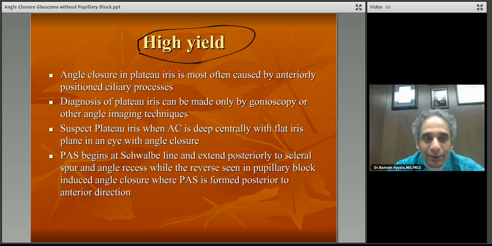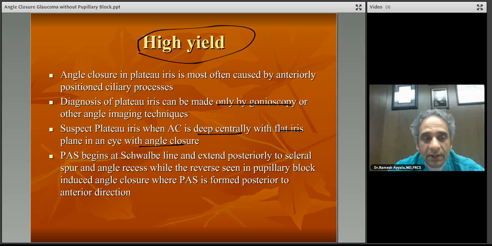Angle closure in plateau iris is most often caused by anteriorly positioned ciliary processes. Diagnosis of plateau iris can be made only by gonioscopy or by other angle imaging techniques. Suspect plateau iris when the anterior chamber is deep centrally with a flat iris plane in an eye with angle closure.